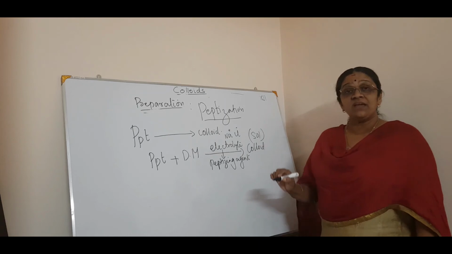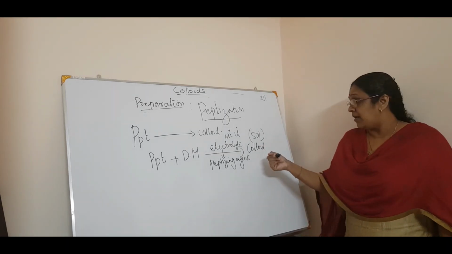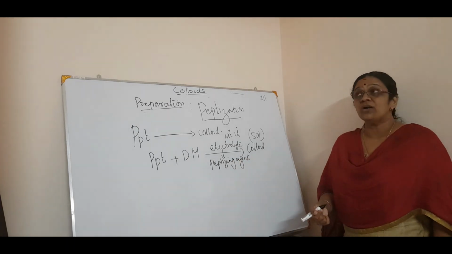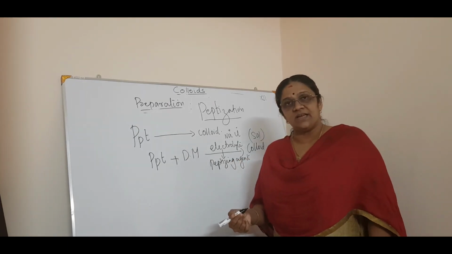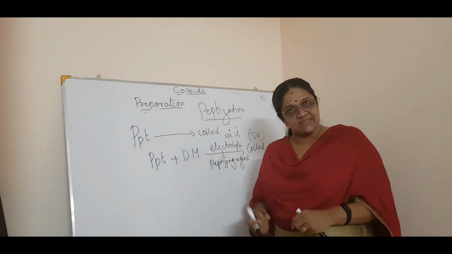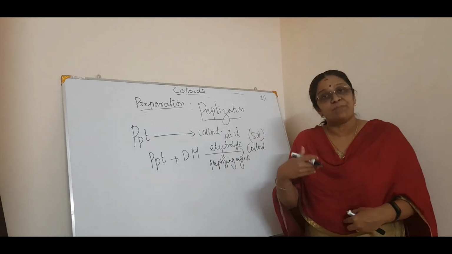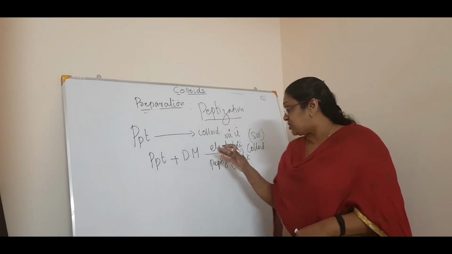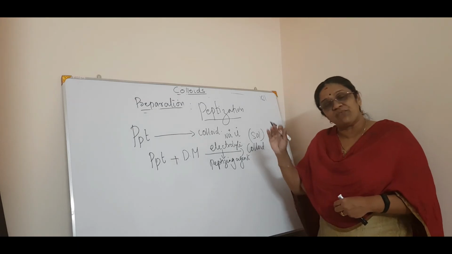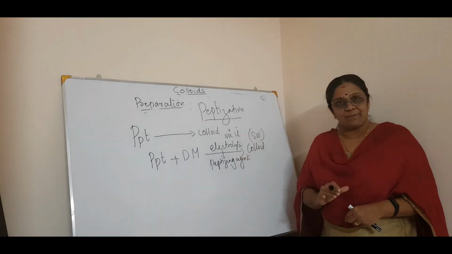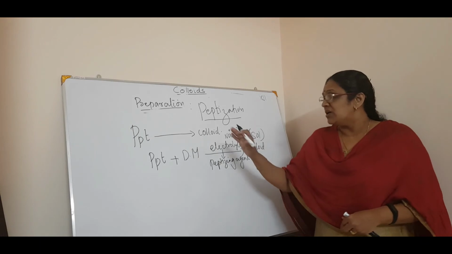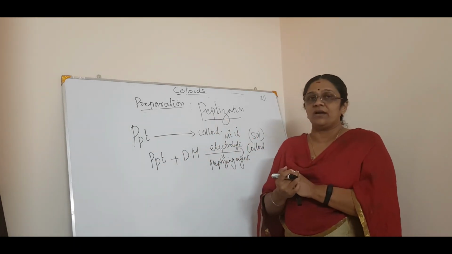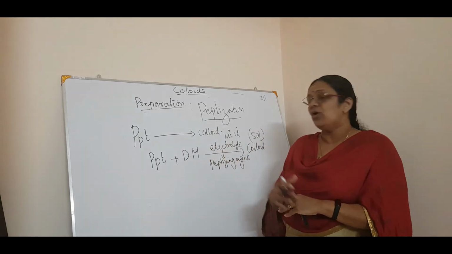Peptizing agents means something which helps in peptization. We also call them stabilizing agents, that means the substance which stabilizes. The peptization happens only in the presence of an electrolyte. So it's very simple. Peptization means conversion of a precipitate into a colloid, in fact, a freshly prepared precipitate into a colloid.